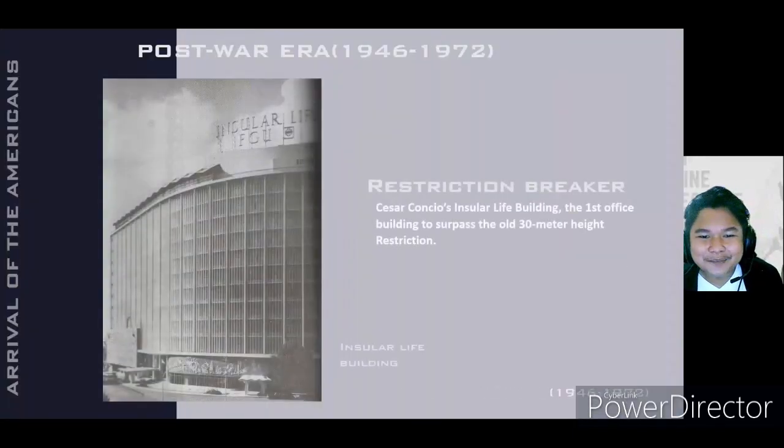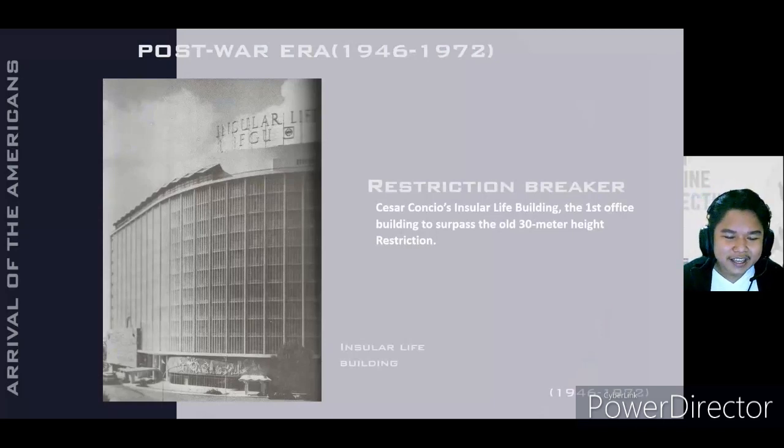And in this era din, may nag-restrict sa amendment na 30-meter height restriction. And that is Cesar Concio. And it was the Insular Life building.